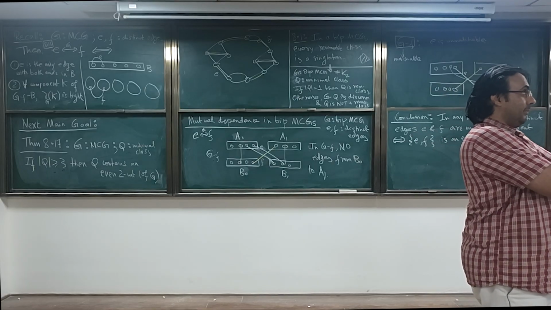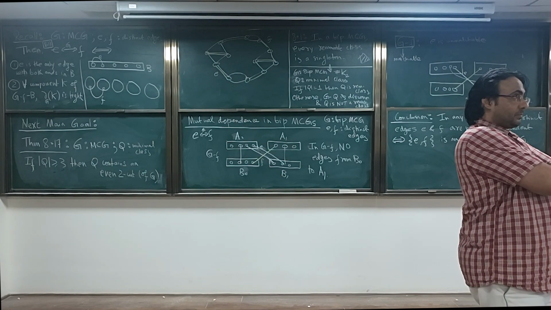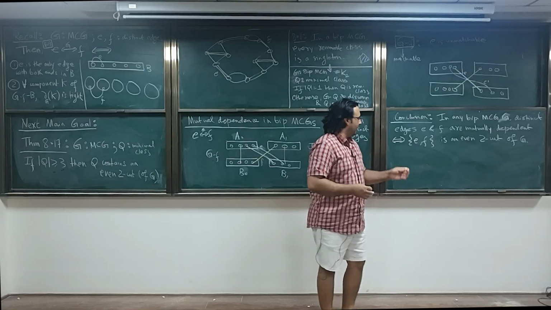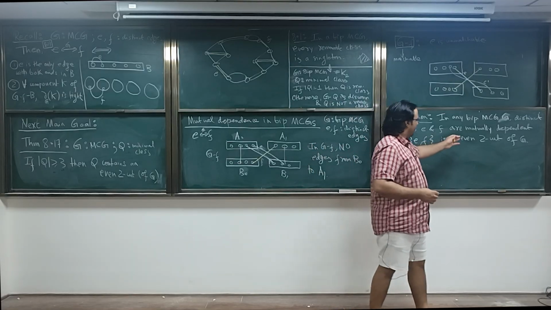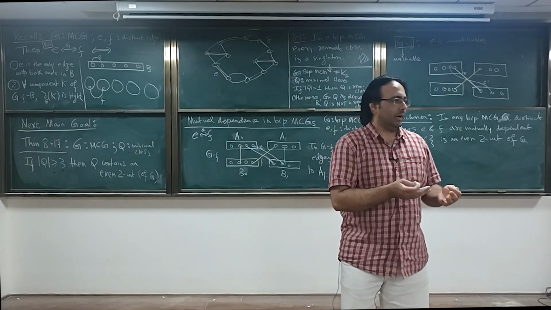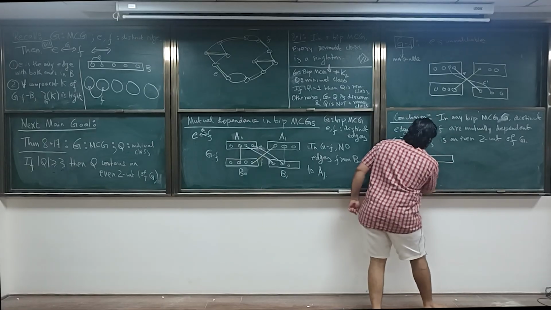Let me make sure I'm not missing any cases. C2. Yeah, sure, of course. Okay, fine. I'm deleting two edges. You can also assume that they are non-adjacent edges, right? So I'm deleting two edges and it is an even two cut. So it definitely cannot be, right? So I get two components.